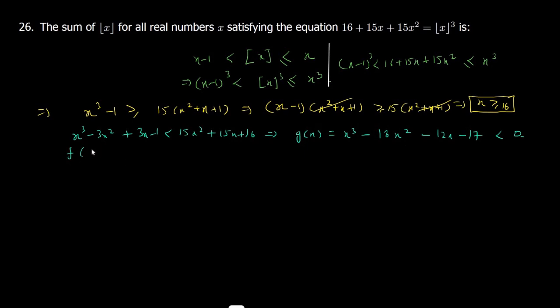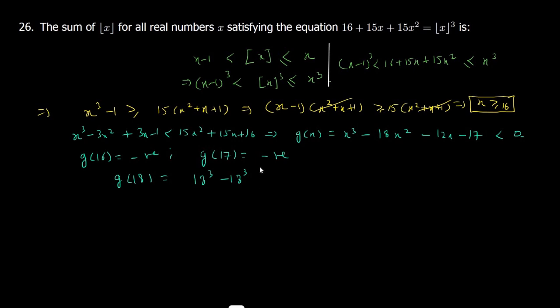So if I substitute g of 16, what will happen? g of 16 will clearly be negative because 16 cube will be less than 18 into 16 square, and the other 3 terms are negative. This is negative. If I try g of 17, again that will be negative because 17 cube will be less than 18 into 17 square. 17 cube minus 18 into 17 square, so it's clearly negative. If I try g of 18, what will it be? It will be 18 cube minus 18 cube.